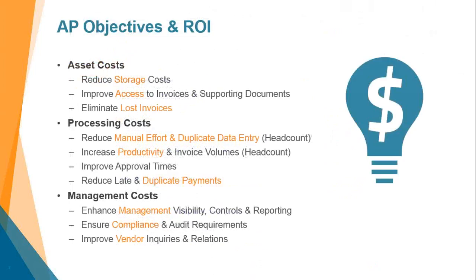So to start, before we look at options and best practices, let's take a quick look at why organizations are automating in general. What are their objectives, and what is their ROI? It's really three broad-based categories from our experience. It's asset costs, processing costs, and management costs.